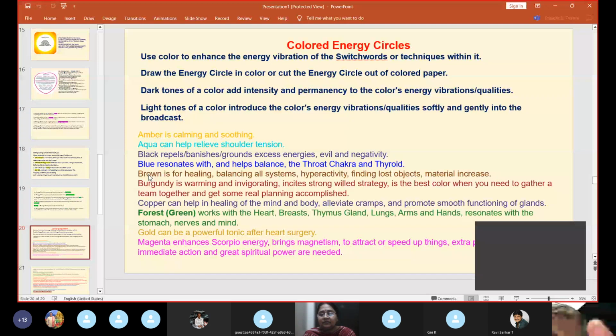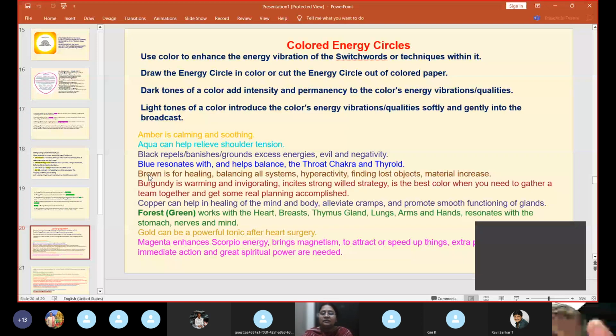Copper color heals your mind and the body, reduces all the cramps, that is the pains, and also the functioning of the glands is very beautiful and smooth when we use copper, as we do when we use copper vessels. We find it very effective. The same holds true for the EC of copper color.